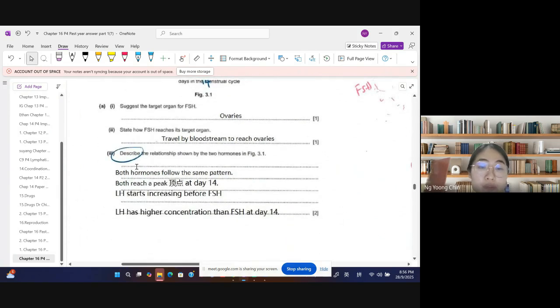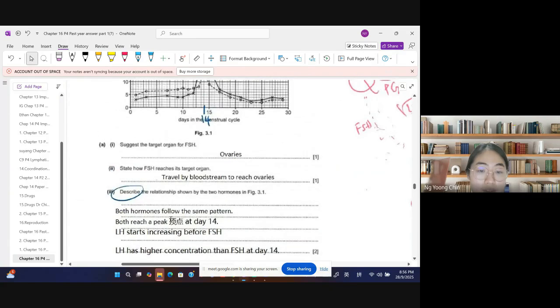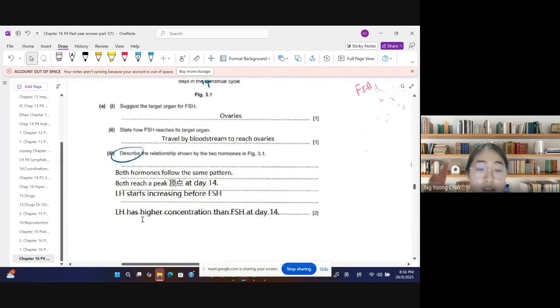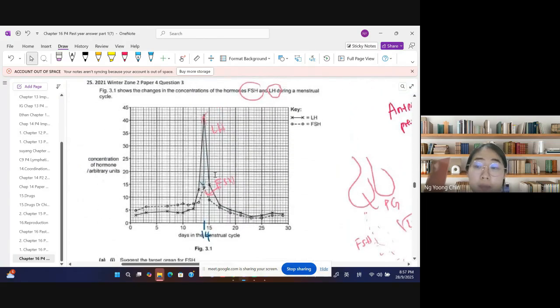And then describe the relationship shown by these two hormones. Both hormones follow the same pattern. Both reach a peak at day 14. LH still has a higher concentration than FSH at day 14. So this is very simple, just describe the difference between them.